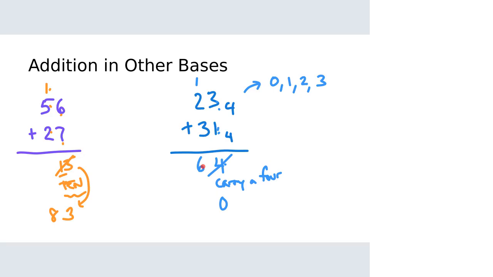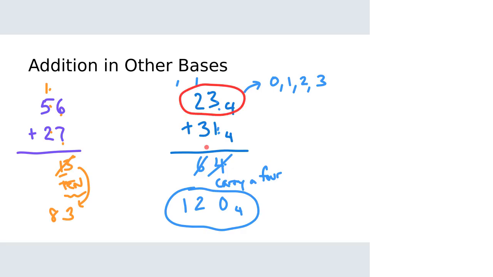Well, I can't have 6. That's no good. So I'm going to do it again. I'm going to carry a 4. When I carry a 4, this gets smaller by 4 and becomes a 2, and I move 1 over to the next column over, and now I can add that 1 down, and I end up with 1, 2, 0, base 4. A little strange. 2, 3, base 4 added to 3, 1, base 4 results in 1, 2, 0, base 4.